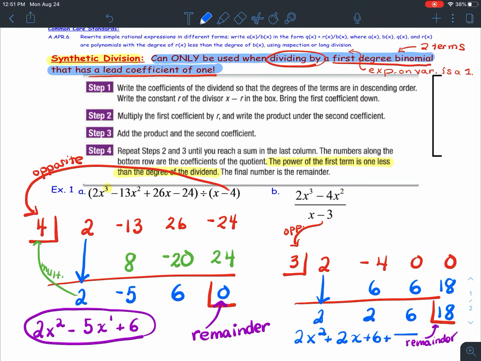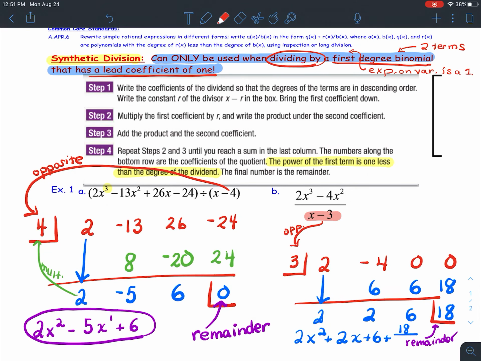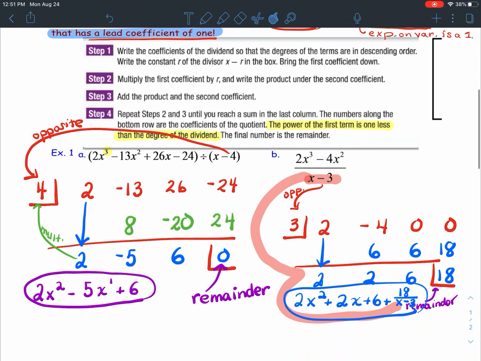And then remember how we did the remainders with long division. We always wrote those as a fraction. Okay, the actual remainder portion goes in the numerator of the fraction, and what you place in the denominator is what you were dividing by. Okay, so what's going to go here in the denominator is going to be the x minus 3.